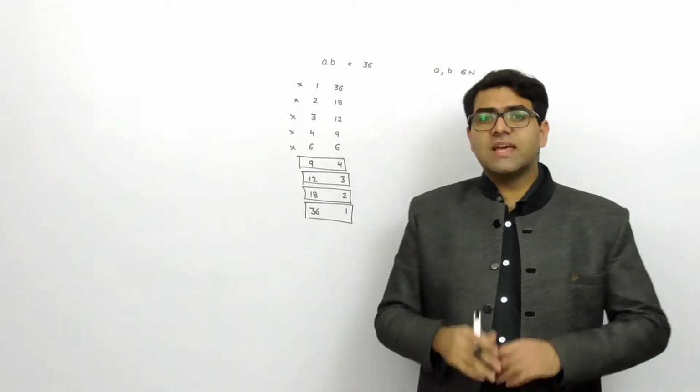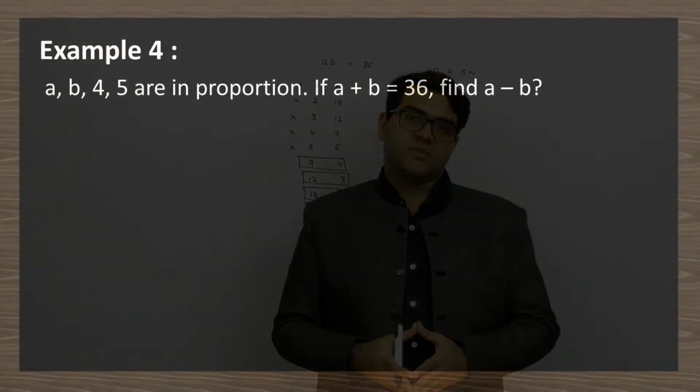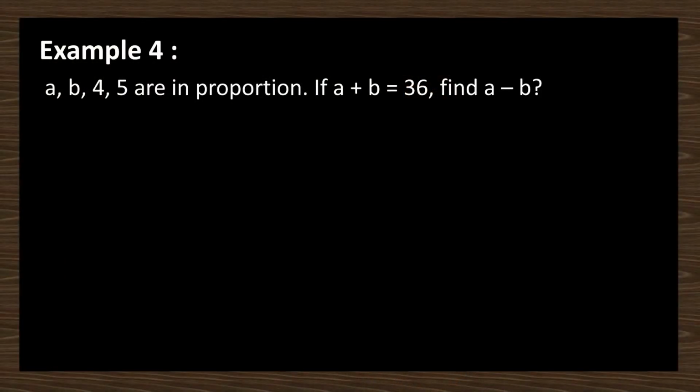Two more examples and then we move on to the next concept within the chapter of proportions. A, B, 4 and 5 are in proportion.